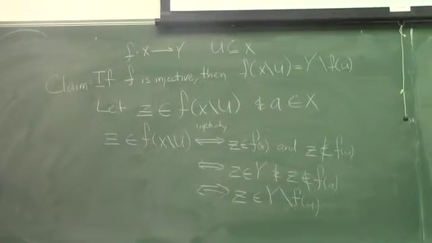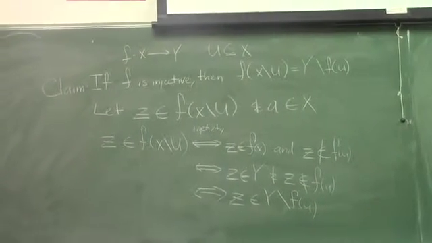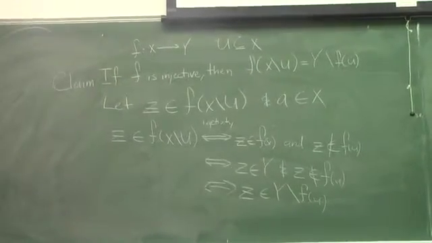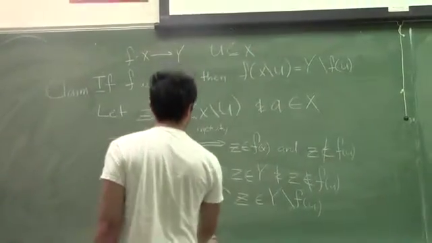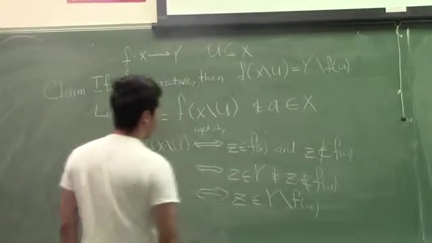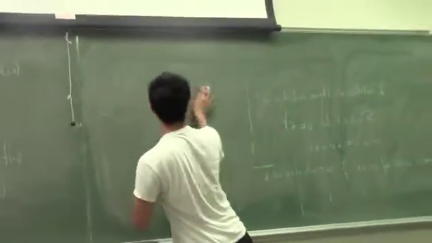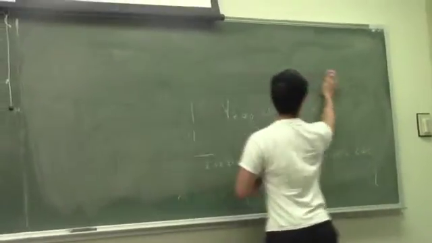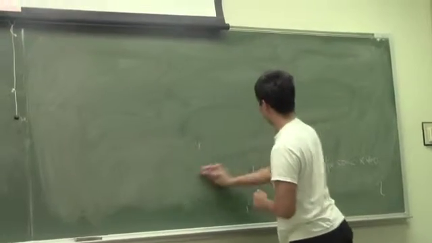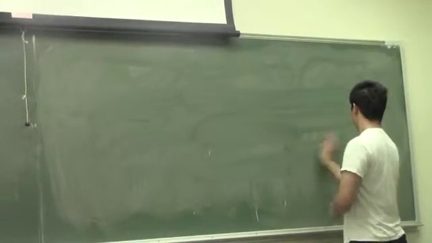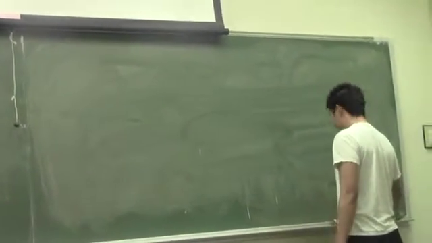Back to the drawing board. Okay, two sets are the same if each is a subset of the other. Just leave it there. You can erase the other backboard. Two sets are the same if each is a subset of the other. Okay.